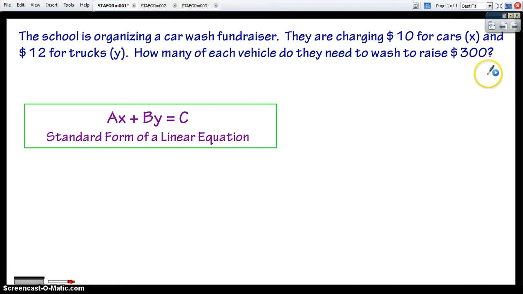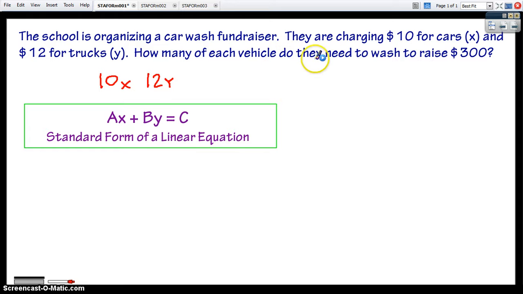Alright, so let's translate that word problem into an equation. Think about what that would look like. Well, if it's $10 for cars, then what we want to do is $10 times however many cars we washed, in this case x, because we don't know it at this point. And $12 for trucks. We would do something similar for the trucks: 12 times y, $12 for each truck we wash.